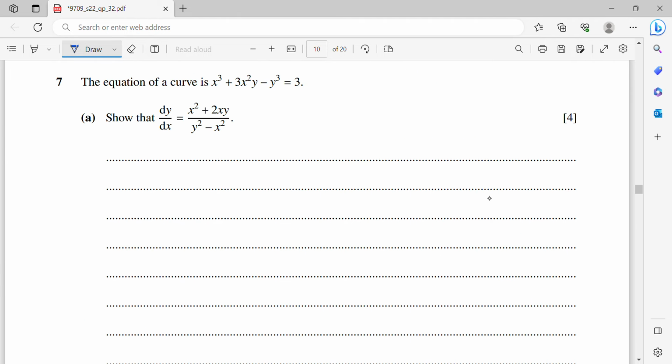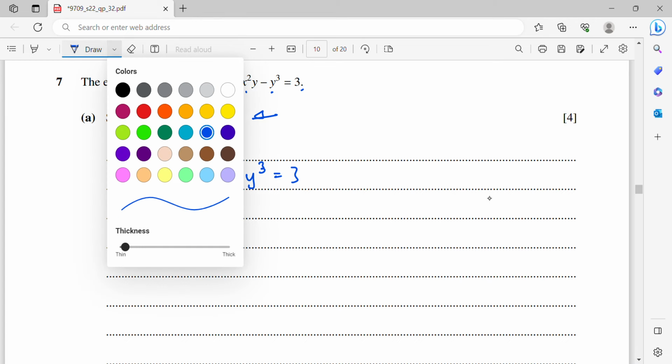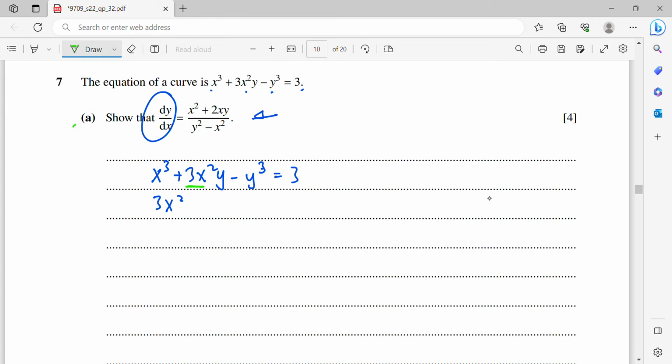Okay, question 7. The equation of a curve is x cubed plus 3x squared y minus y cubed equals 3. Then show this dy over dx. To get dy over dx means that you are differentiating the whole equation with respect to x. So firstly, x cubed becomes 3x squared. For the second term, you have two terms actually. It is the multiplication of two terms. The first term is 3x squared, the second term is y.